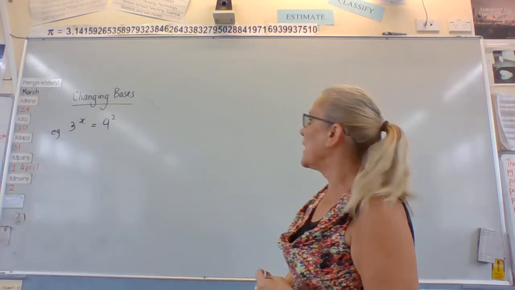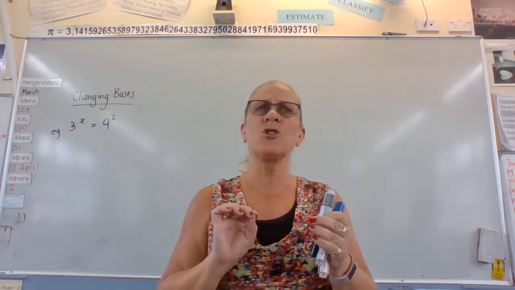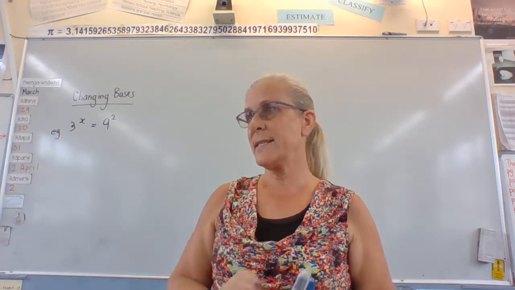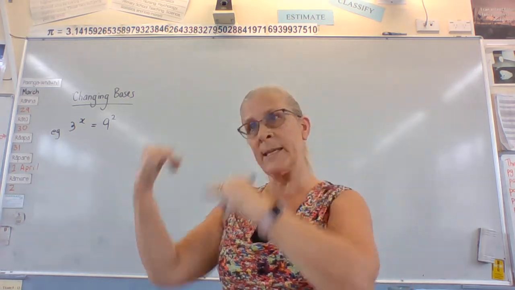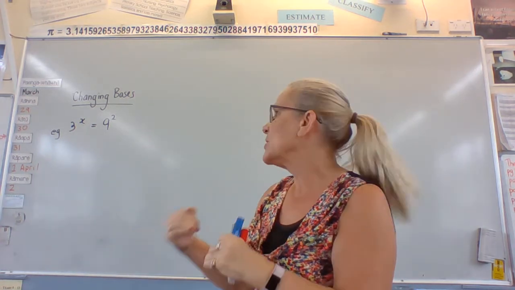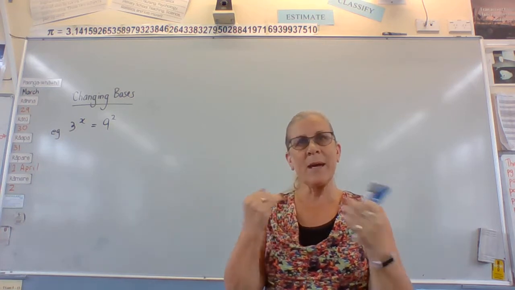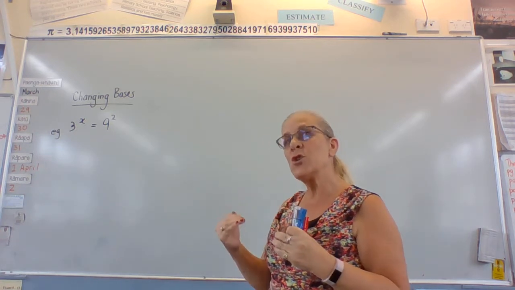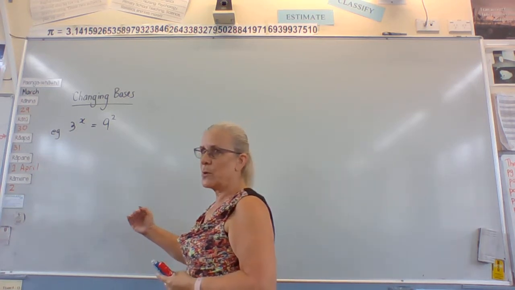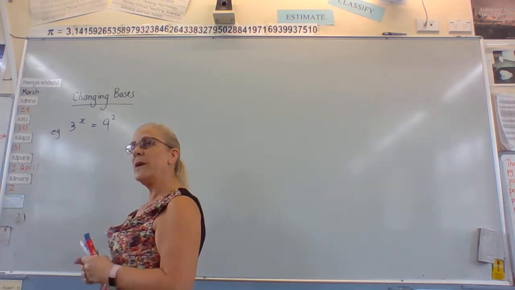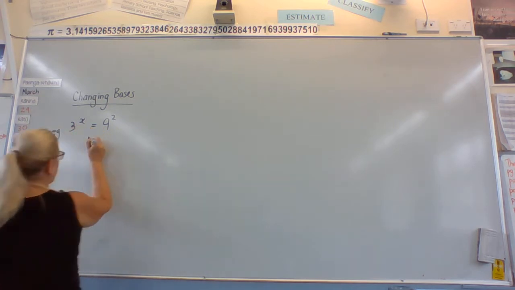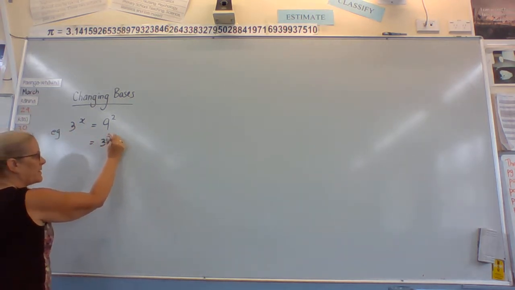Okay, so something like this. Normally we'd be trying to equate the indices to solve the problem, but we can't equate the indices unless the bases are the same. So we have to say, okay, how can we make the base the same? Usually it will be a multiple or a power of it. So this 9 here, we can change into being 3 squared.